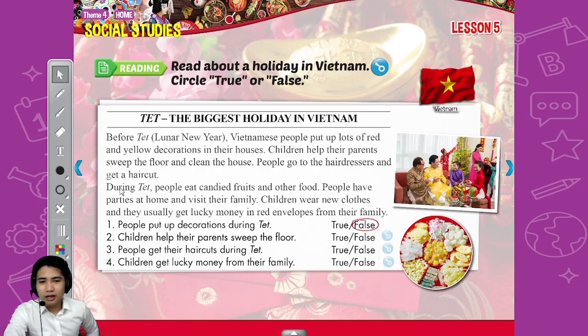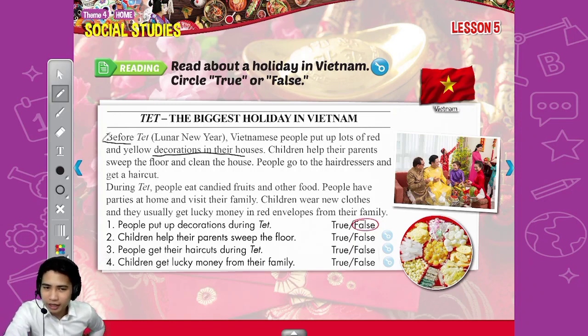Okay, so here is example number 1. People put up decoration during Tet. So is it during or before? It's false because people put up decoration before. Okay, as you can see here, they put up lots of red and yellow decoration in their houses. Before, not during. So the answer to number 1 is false.